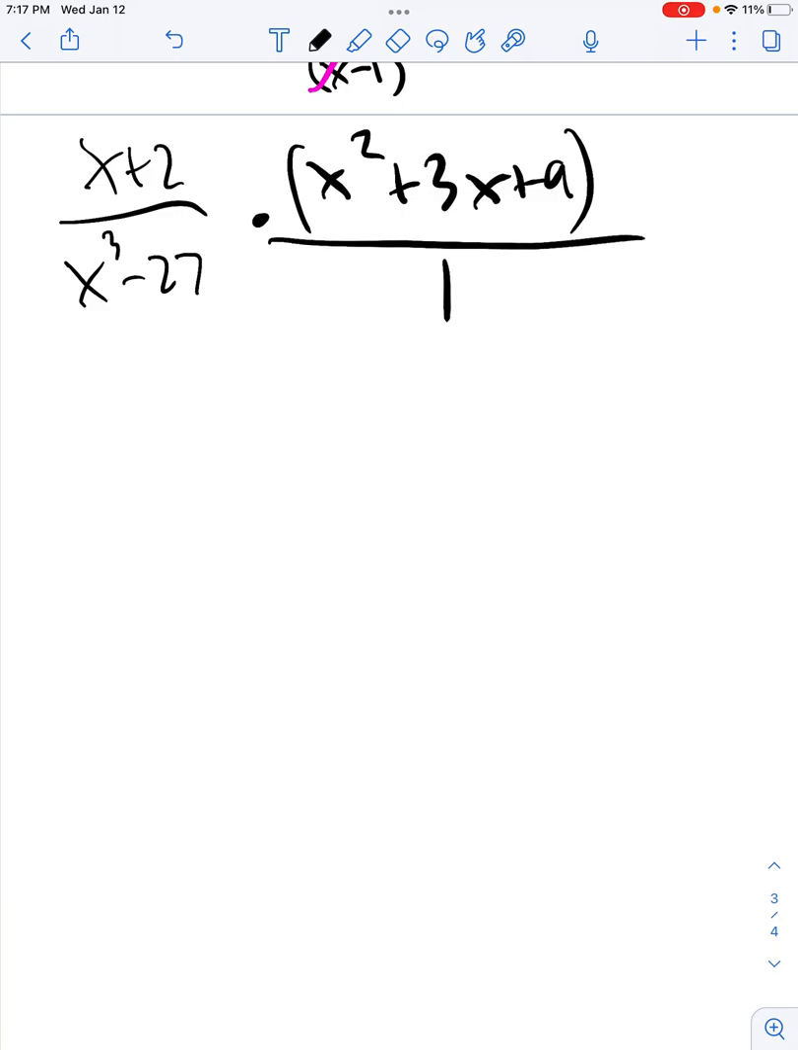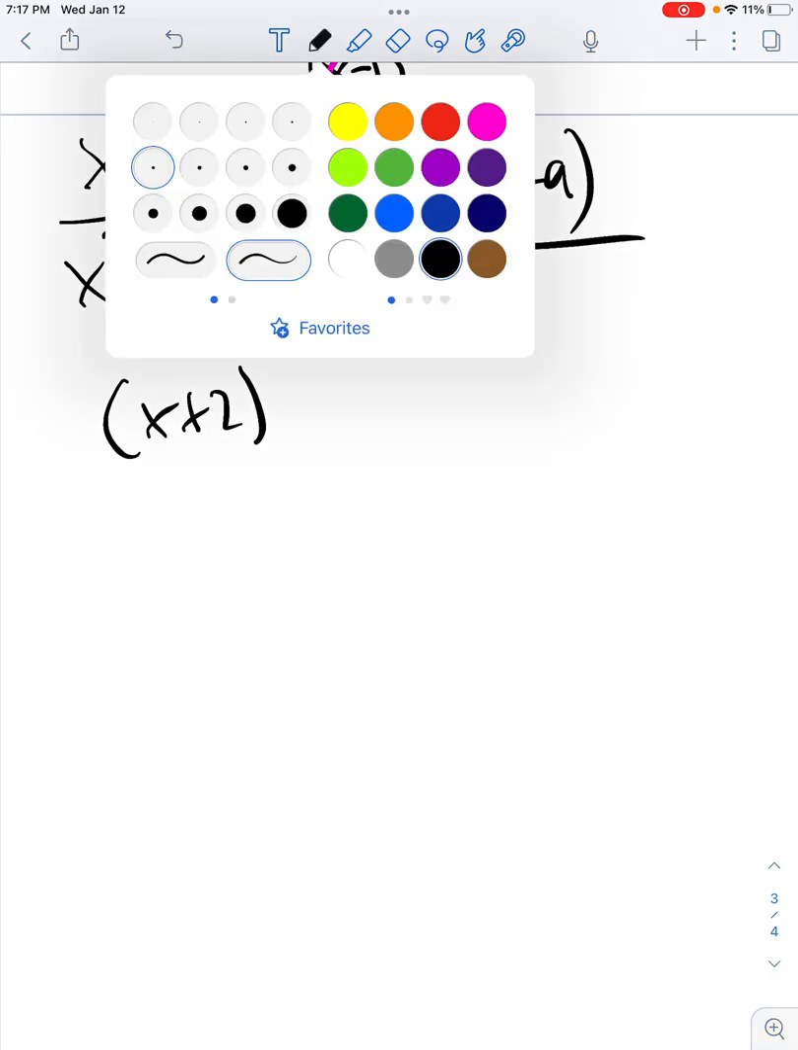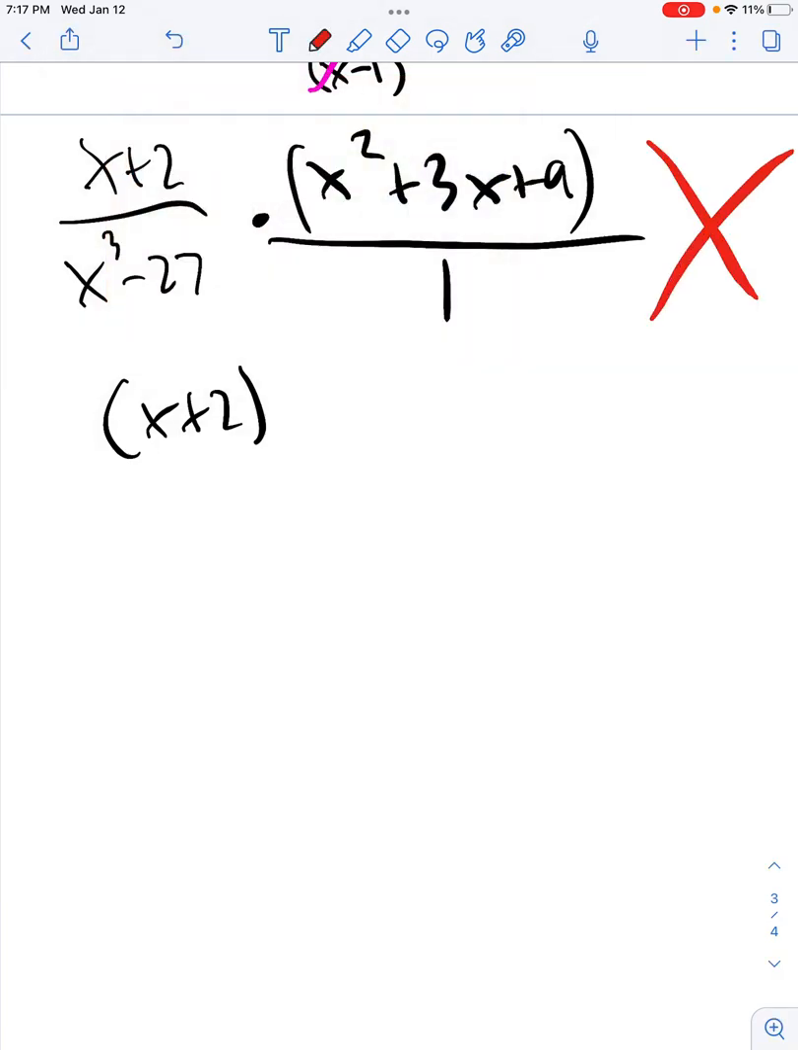Remember, you can always write this over 1. So now you can combine it. We can say we have x plus 2. Let's factor this out. Two numbers that multiply to get 9 and add to get 3. I'm not sure about that one off the top of my head, so let's see if there's anything else that we can do. We'll just keep that one the same.